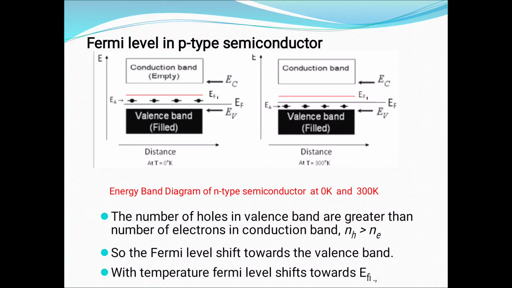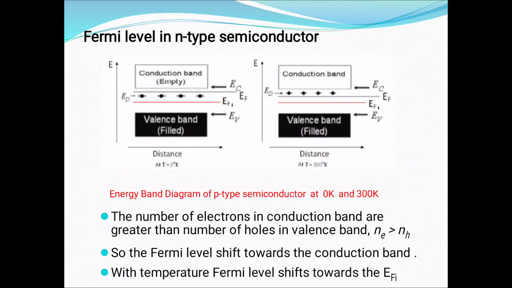Fermi level in p-type semiconductors. The number of holes in the valence band is greater than the number of electrons in the conduction band. So the Fermi level shifts towards the valence band, and with temperature the Fermi level shifts towards the intrinsic level EFi.